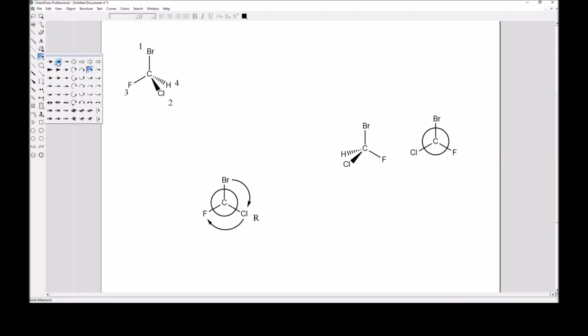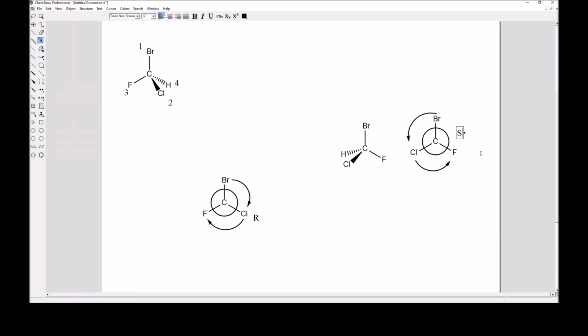Now we assign priority based on atomic number. Bromine has the highest atomic number, or the most protons. Chlorine has the next highest atomic number, so this is substituent number 1 based on atomic number. This is substituent number 2, and then that's substituent number 3. Notice how this now is rotating in a counterclockwise fashion. Okay? And sometimes they refer to this as kind of a left-hand rotation. And so this is where the term S comes from. I believe it's sinistra, which is left or something like that in some language.